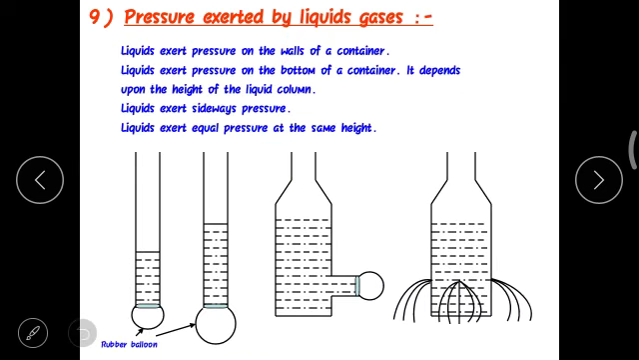Next one, the pressure exerted by liquids and gases. All things present in the liquid state or the gaseous state apply pressure. Pressure means they are applying force on the wall. So pressure depends upon the height of the liquid column, and the sideways pressure depends upon the height of the liquid column.